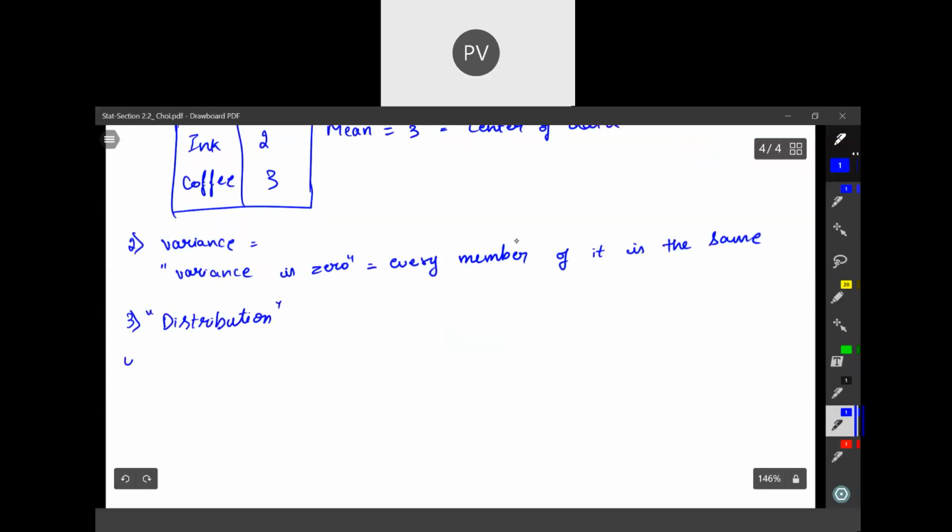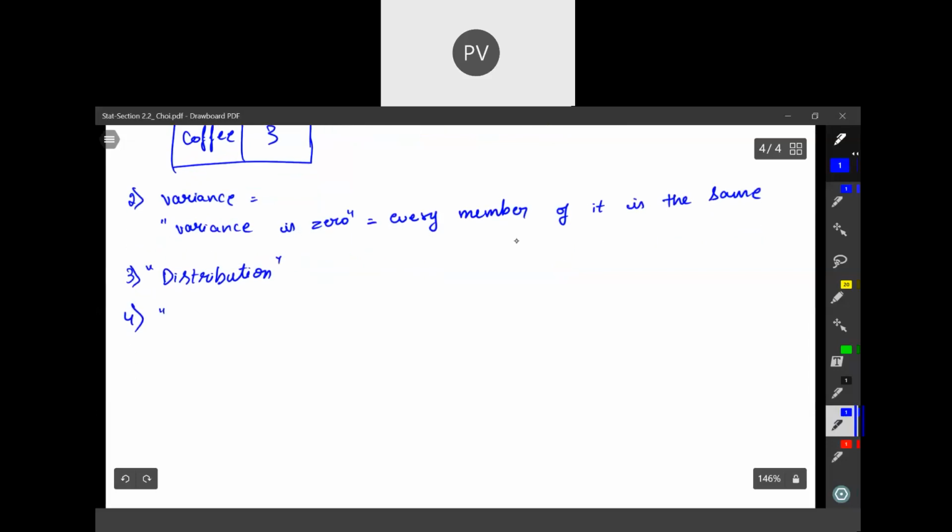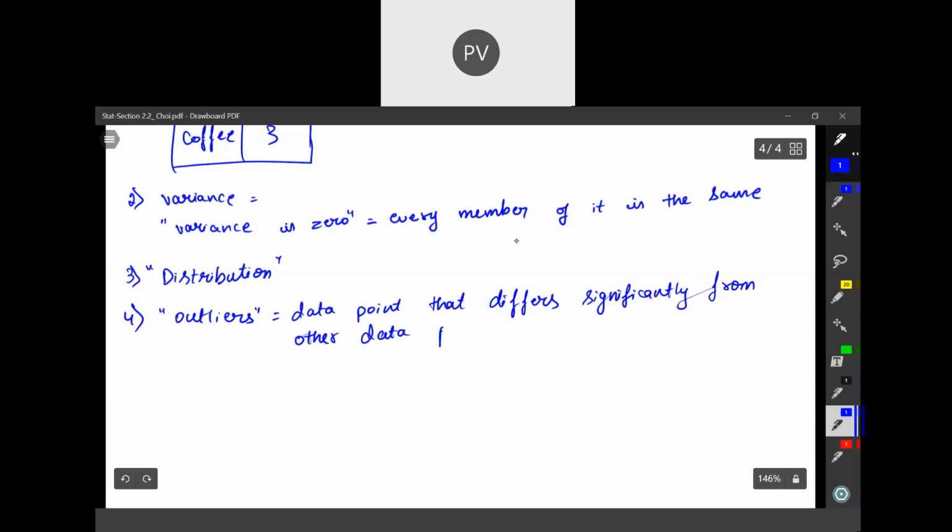So let's move on to the next point, that is outliers. An outlier is a data point or a data value that differs significantly from other data points. Now why does this happen? Why do we get a data point which is different from the other data points? It can be experimental error.